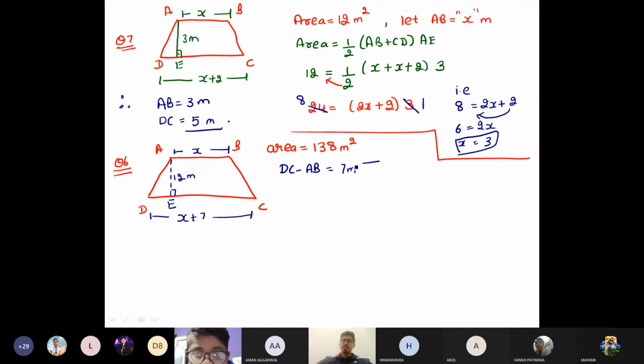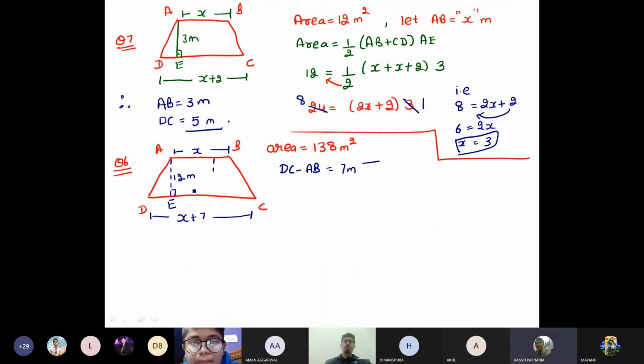Sir, how do you take this altitude as 12? See, the distance between the parallel lines is 12. It is given to us. It is given in the question: the distance and the difference between the parallel lines. Distance between the parallel lines is 12. It is given in the question.